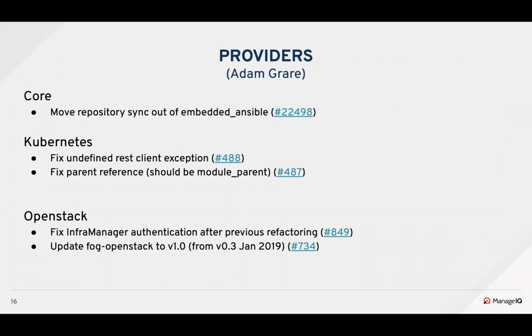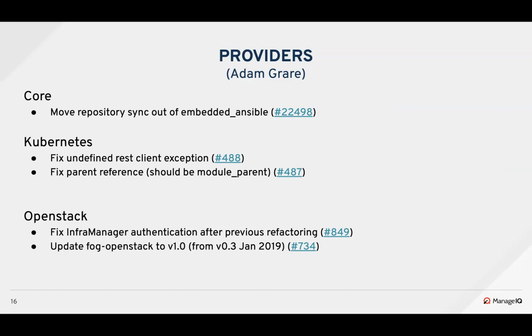Thanks, Jeffrey. So for providers this sprint in core, we moved the repository sync guts out of the embedded Ansible configuration script source so that it can be shared with other embedded automation managers, which will hopefully be able to be used next sprint. In Kubernetes, we fixed a couple of bugs around validating the alerts endpoint.